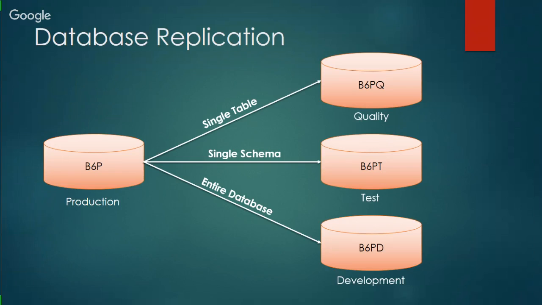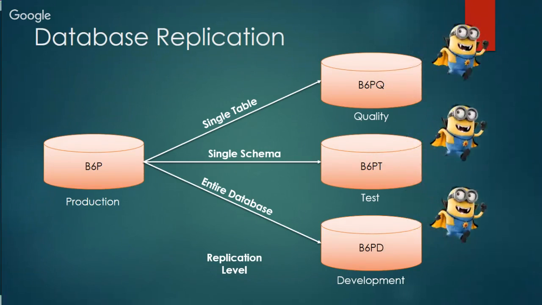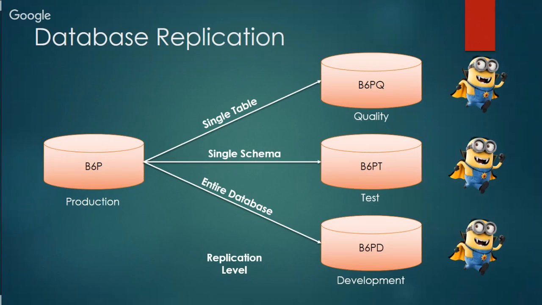So with this one, we can define something called the replication level. There are different levels of replication. You can perform a single table replication. You can perform single schema replication. You can perform entire database replication. And what exactly is the benefit? The benefit is all the three teams are happy. And at the same point of time, DBAs are also happy because those teams are not going to come and tell you, hey, can you perform the clone or the refresh?